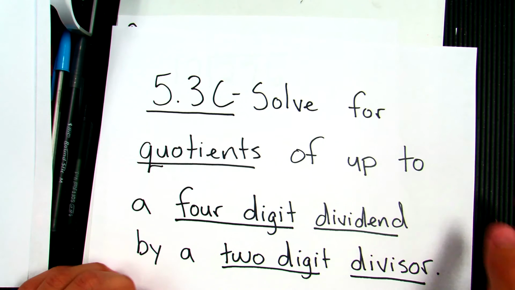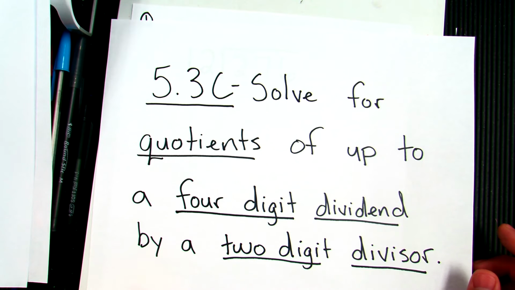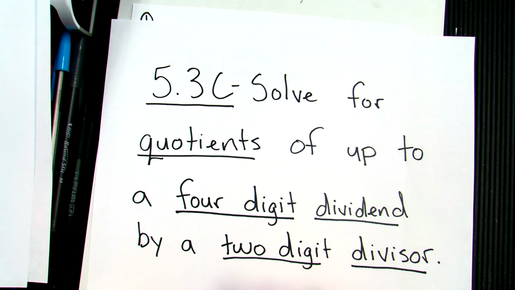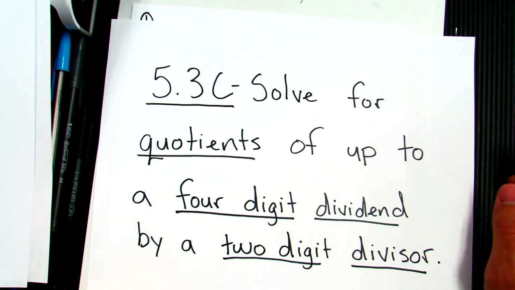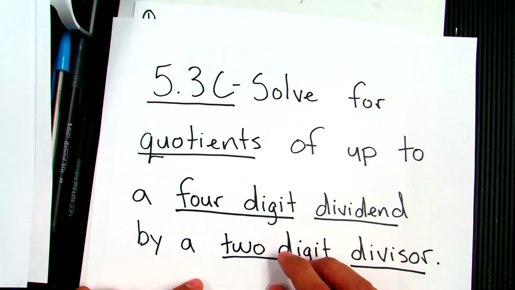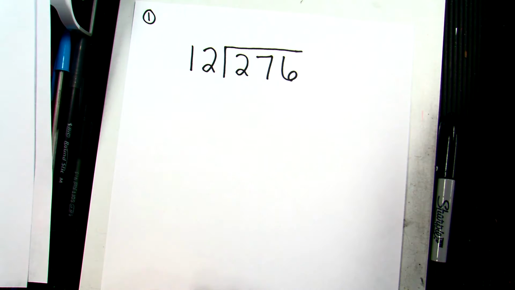Okay, today we're going to be looking at 5.3c, solve for quotients of up to a 4-digit dividend by a 2-digit divisor. We're going to start a little smaller with our dividend and gradually work our way up. We're also going to practice a little bit of area model so that when we get into decimals, we're more familiar with it. Let's begin with our first example.